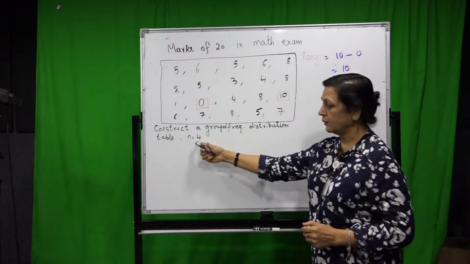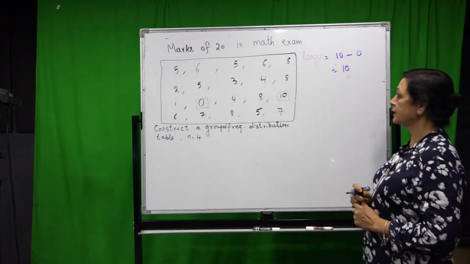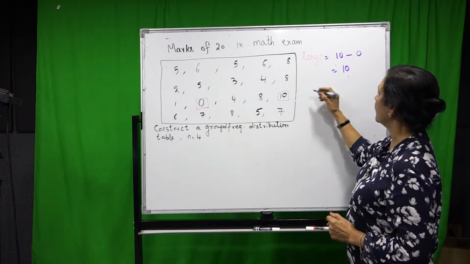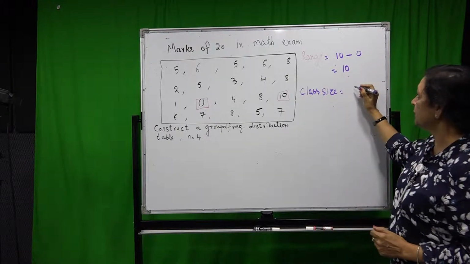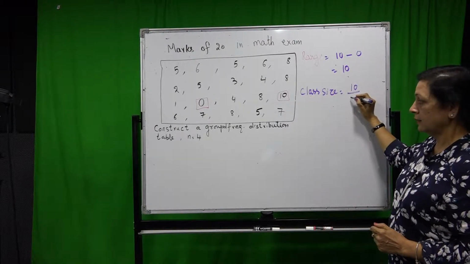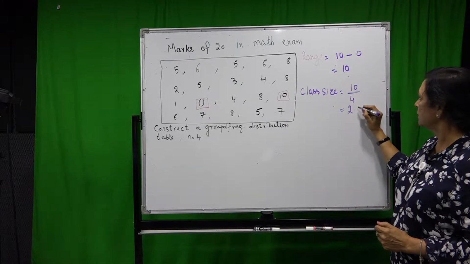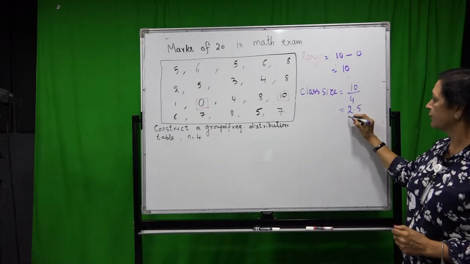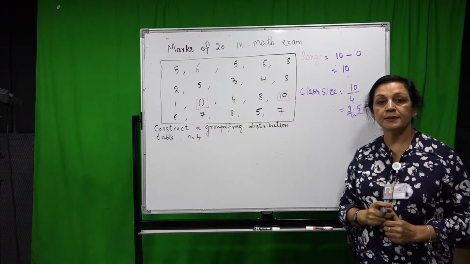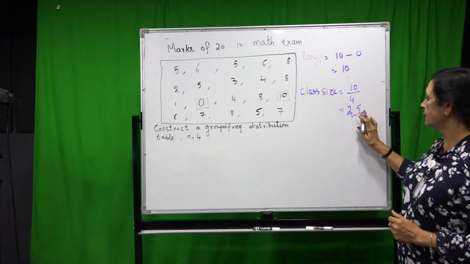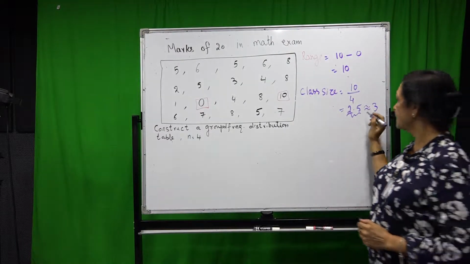Now, n is 4, meaning we have to make 4 classes. So, what should be the size of a class? For that, we will divide the range by n. That will give us the class size. Class size is equal to 10 divided by 4, which is equal to 2.5. We don't take class size in decimals, so we will take the next number, approximately equal to 3. So, class size is 3.